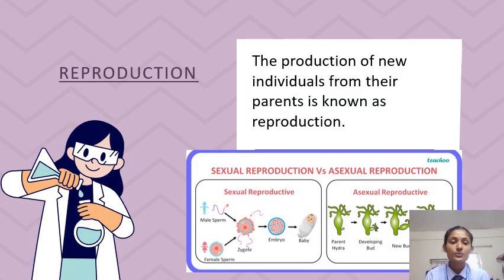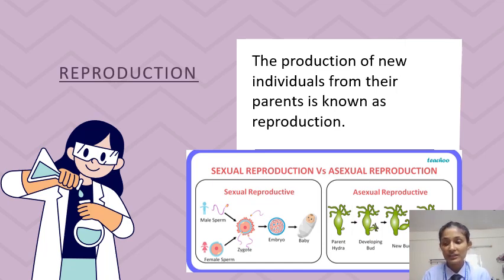Moving towards the word reproduction. Basically, reproduction is derived from two words. When we break them, they are re and production. Production is basically producing young ones, or producing new ones, when a new substance is formed.